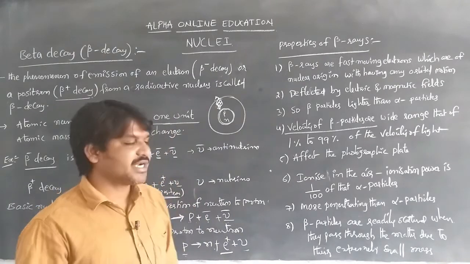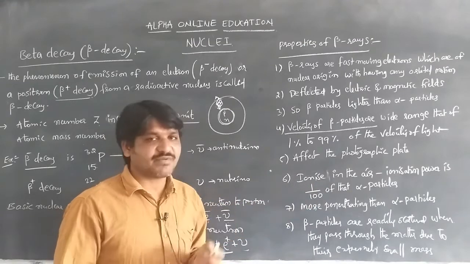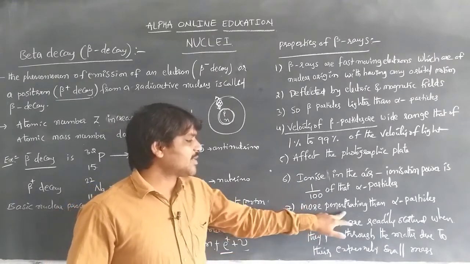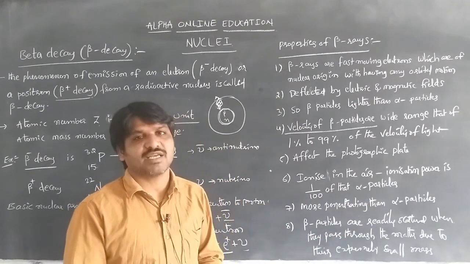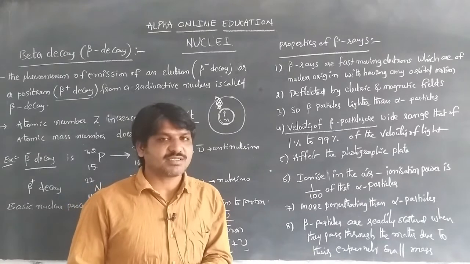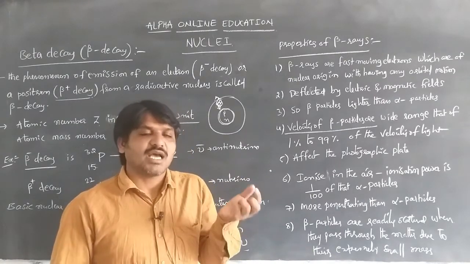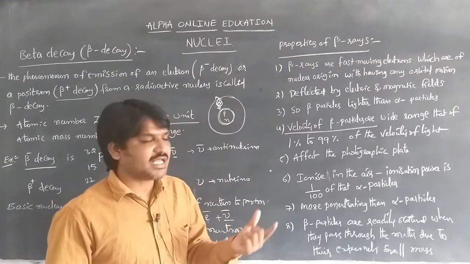They are more penetrating than alpha particles. Ionization power is less than that of alpha particles, so the penetration power is more. Penetration power is more because of the fast moving electrons. Whenever they move fast they cannot ionize as much as alpha particles, so the ionizing power is low, but the penetrating power is more than that of alpha particles.